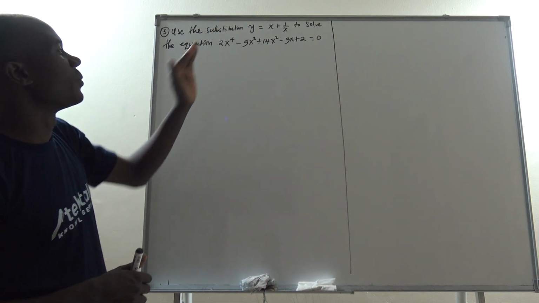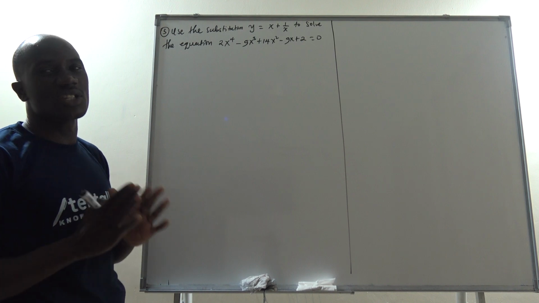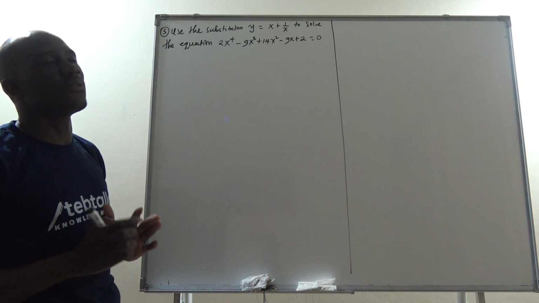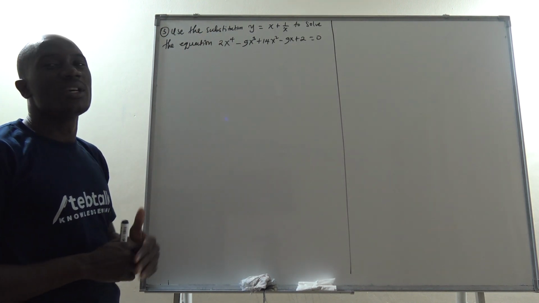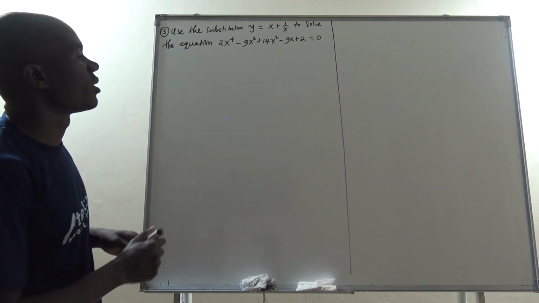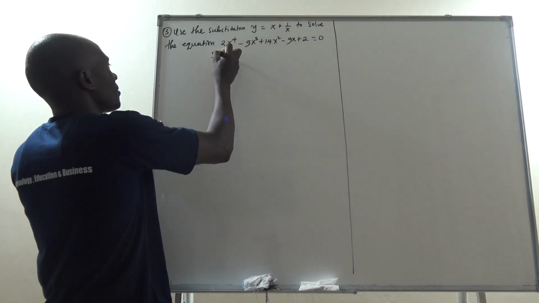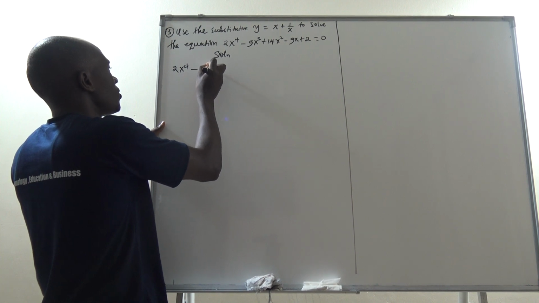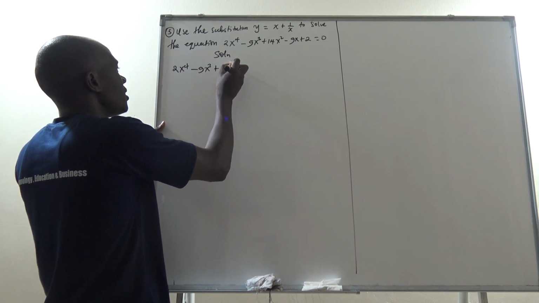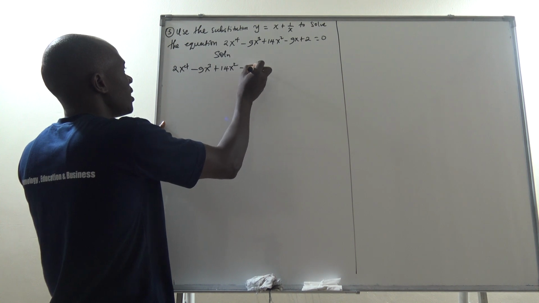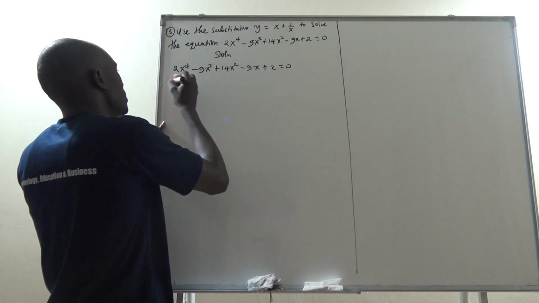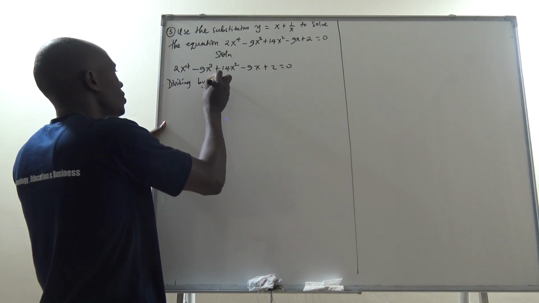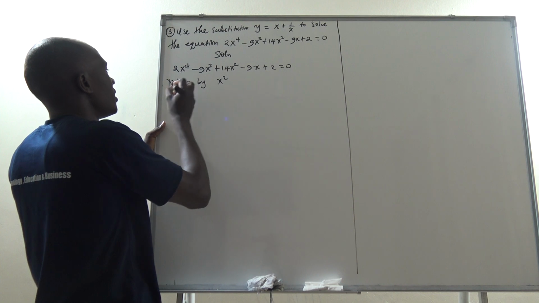And what can we do? If we look at the highest power or the highest degree, then you divide it by half of it. So I've got x power 4. It implies that I'm going to divide it out by x squared. Solution, I've got 2x power 4 minus 9x cubed plus 14x squared minus 9x plus 2 equals 0. You can say dividing by x squared, what are we getting?